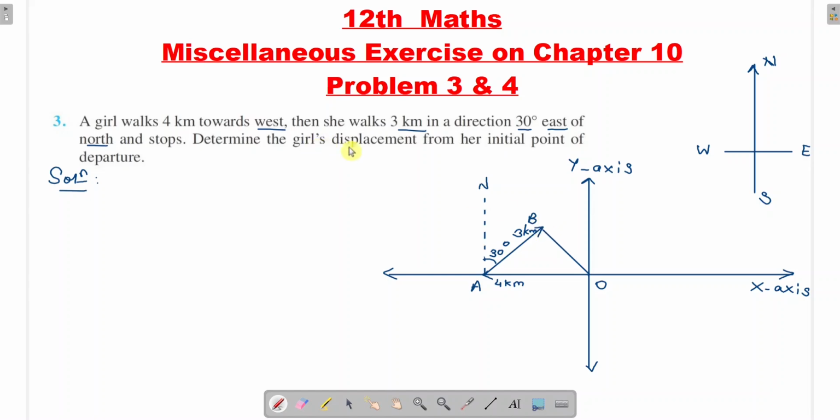Now what we have to find is the girl's displacement from her initial point of departure. That means we have to find OB. Displacement means the shortest distance from the initial point to the final point. So that means OB, right? So we have to find the displacement OB. So let us start now.